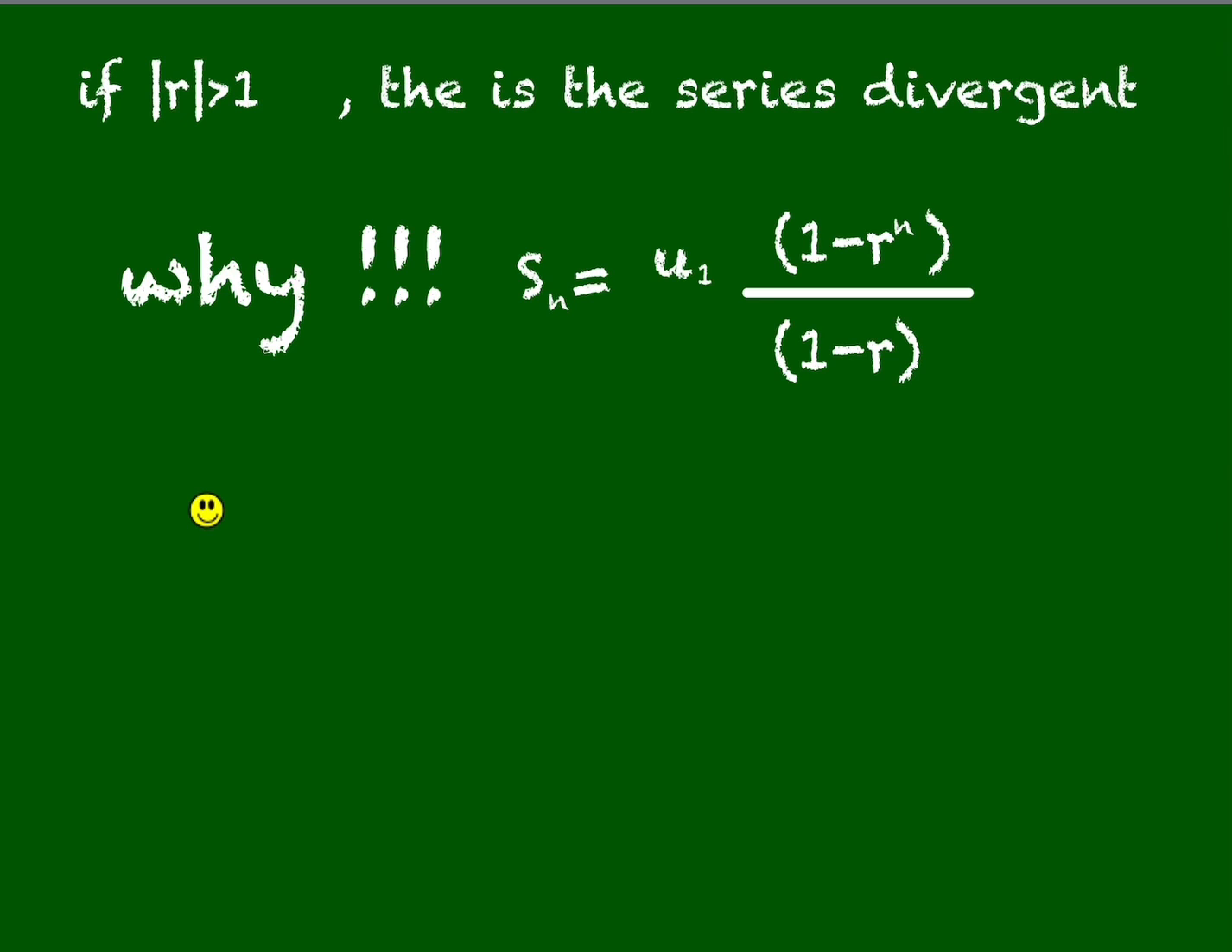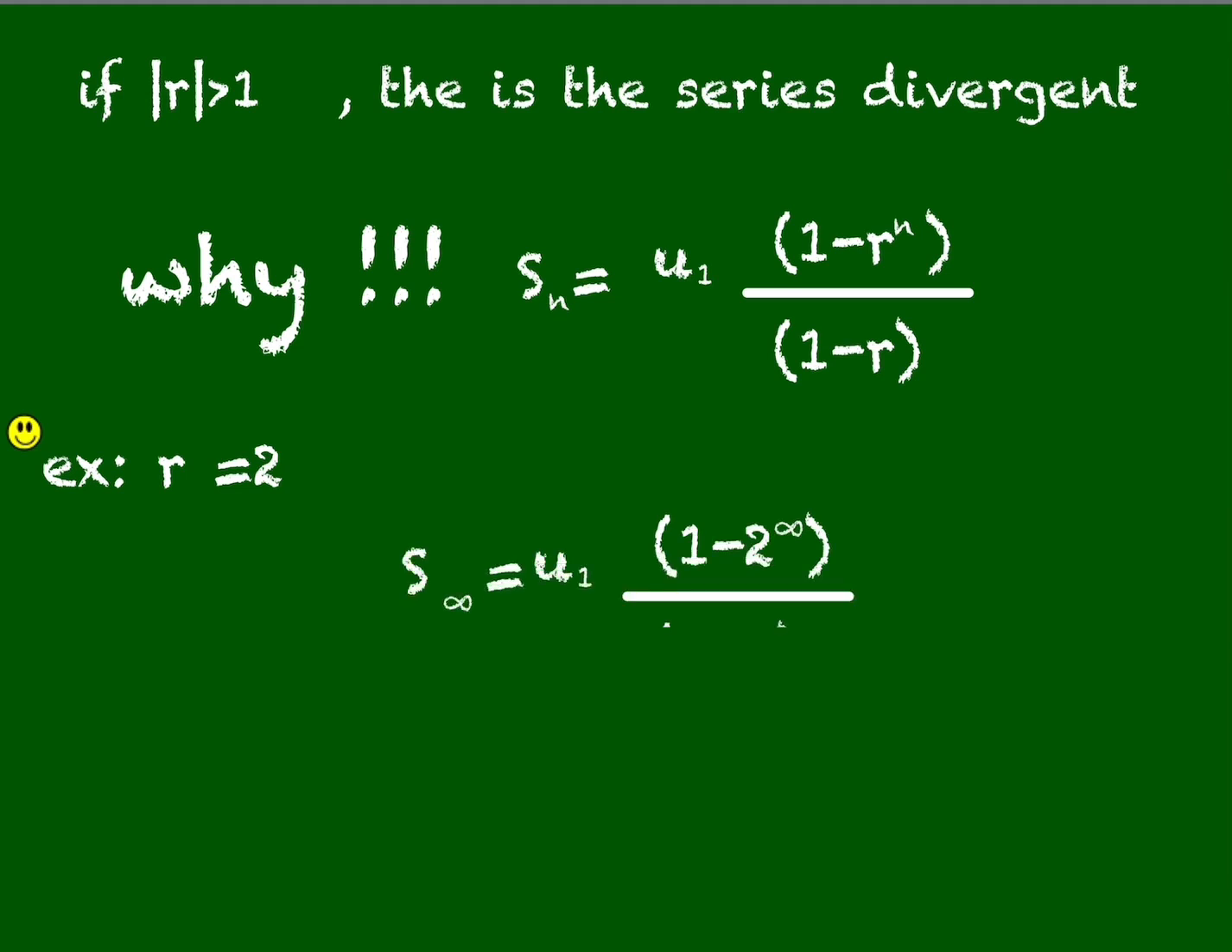Let me explain why. If the absolute value of r is greater than 1, the series is divergent. For example, if r equals 2, then as r is raised to higher powers, like 2 to the power of infinity, it approaches infinity. This makes the sum of all terms impossible to calculate, as it keeps growing indefinitely. Therefore, the series is considered divergent.